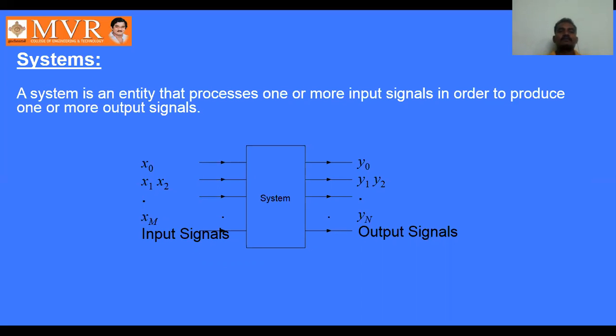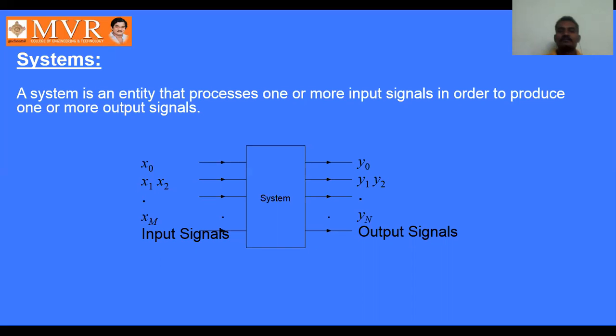Here, a system is defined as an entity that processes one or more input signals in order to produce one or more output signals. So, a system is something that takes a signal as the input. It processes something, and it will give another signal as the output.